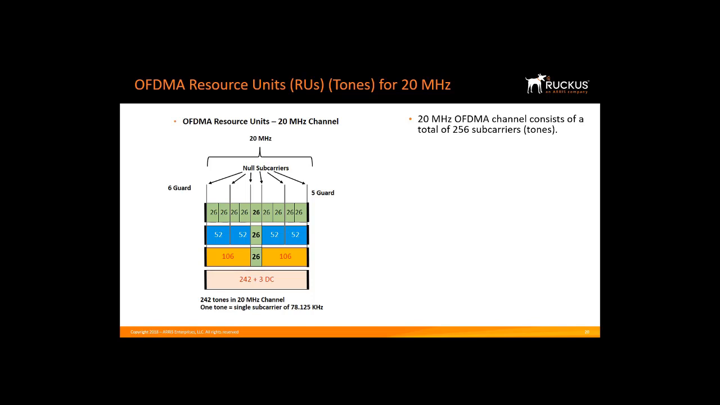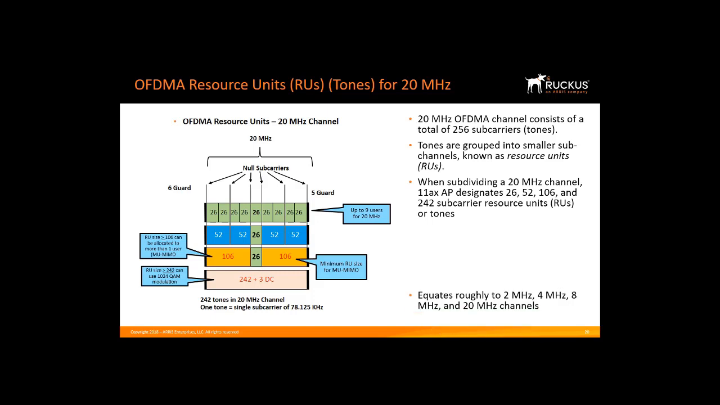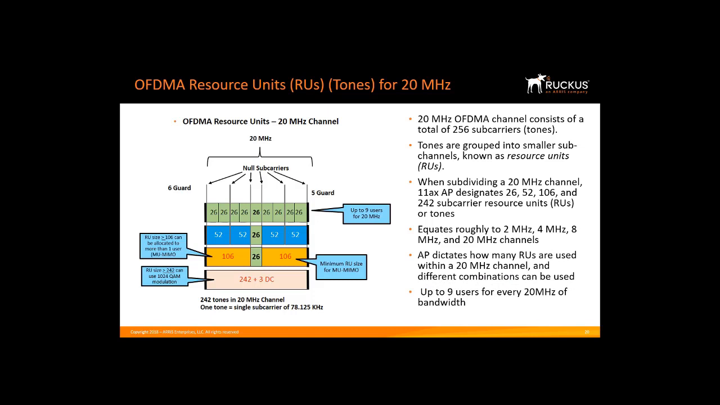A 20 MHz OFDMA channel consists of a total of 256 subcarriers. These subcarriers, or tones, are grouped into smaller subchannels known as resource units, with a minimum size of 26 carriers, which will accommodate up to 9 users for every 20 MHz bandwidth. For example, when subdividing a 20 MHz channel, the 11ax AP designates 26, 52, 106, and 242 subcarrier resource units, which equates roughly to 2, 4, 8, and 20 MHz channels, respectively. The 11ax AP dictates how many RUs are used within a 20 MHz channel, and different combinations can be used.